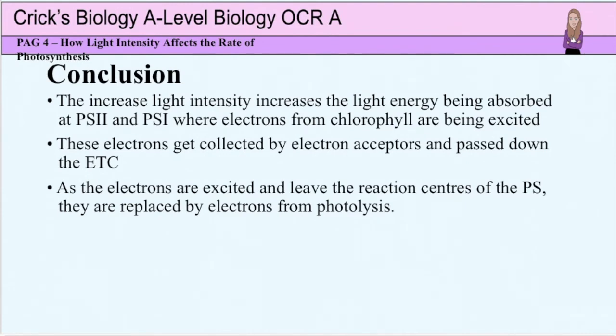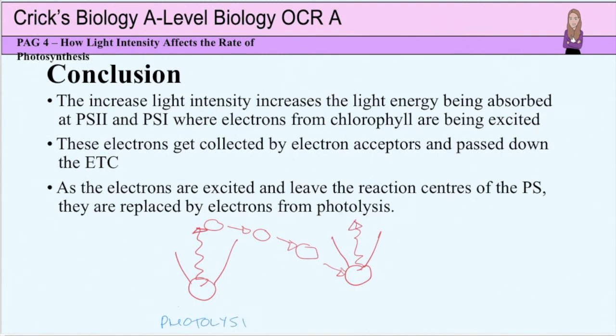The increased light intensity increases the light energy being absorbed at photosystem 2 and photosystem 1, where electrons from chlorophyll are being excited. These electrons get collected by electron acceptors and pass down the electron transport chain. As the electrons are excited and leave the reaction centres of the photosystems, they are replaced by electrons from photolysis.